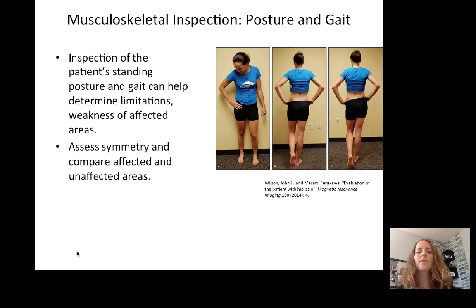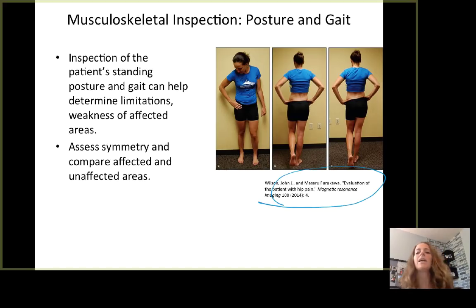When you do your musculoskeletal inspection, in addition to range of motion, you also want to pay attention to the patient's posture and gait. You want to inspect the patient's standing posture and the gait to help determine the limitations and the weakness of affected areas. Here's an article from Family Practice Journal that talks about evaluating a patient with hip pain. These articles are very important and helpful for updating your current methods. You want to assess the symmetry and compare affected and unaffected areas.